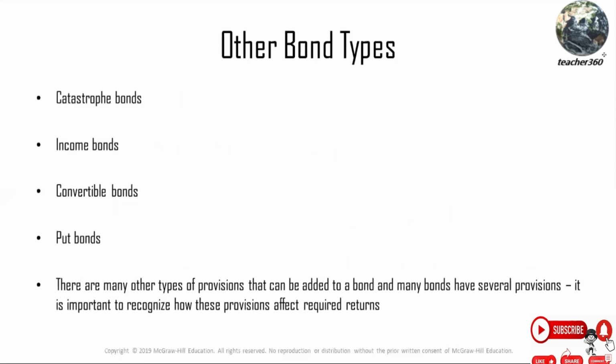Other bond types. Catastrophe bonds are issued by property and casualty companies. Here, they pay interest and principal as usual unless claims reach a certain threshold for a single disaster. At that point, the bondholder may lose all remaining payments. In catastrophe bonds, the investor can expect higher required return.